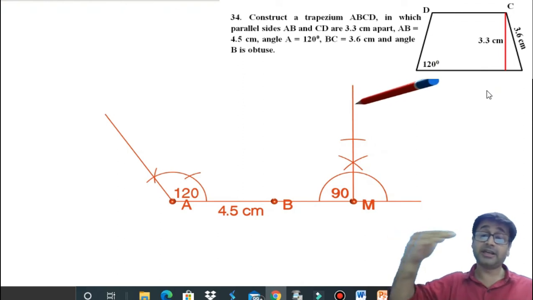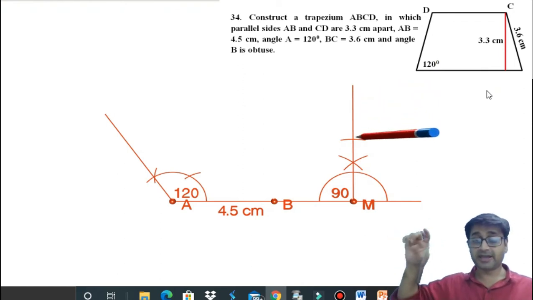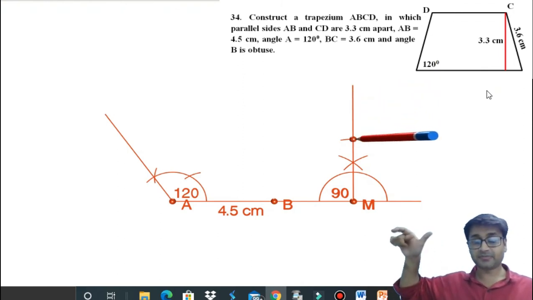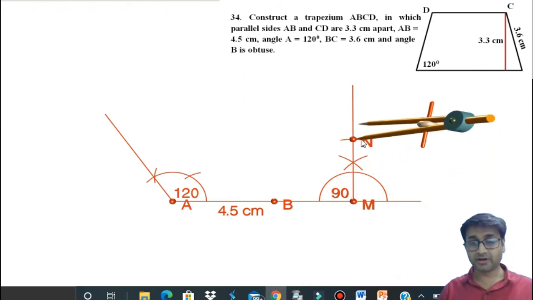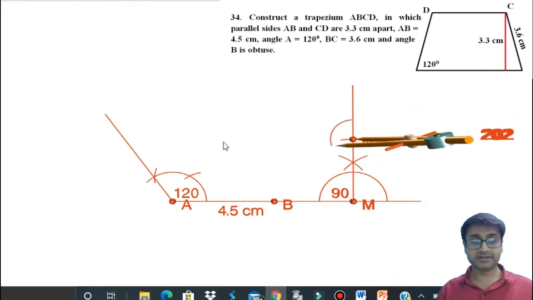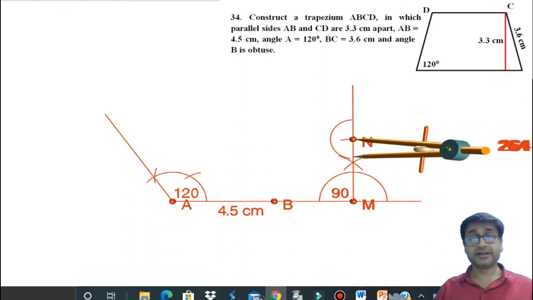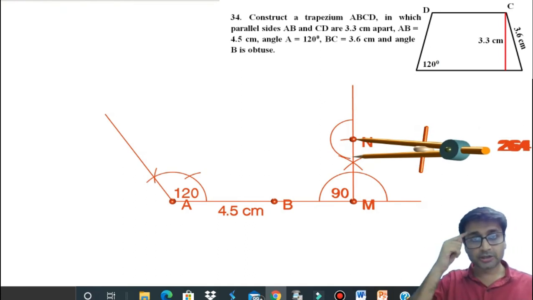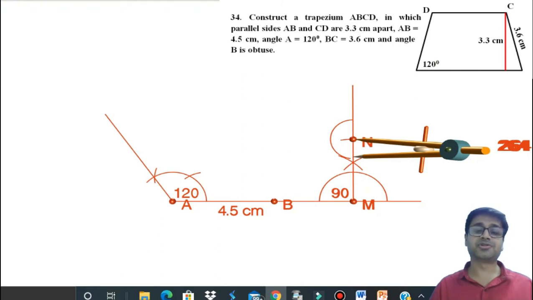From N again 90 degrees. So from N 180 degrees. Keeping your compass here on N now, 180 degrees. And get 90. After that, pause the video. Think on your own. How can you complete this trapezium? If you get it, brilliant. If you don't get it, come back, I will help you.